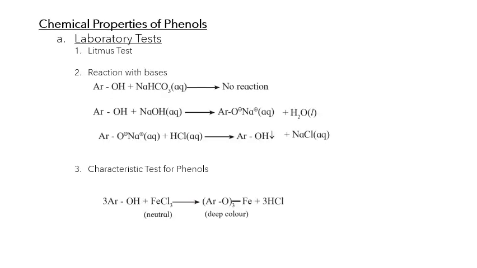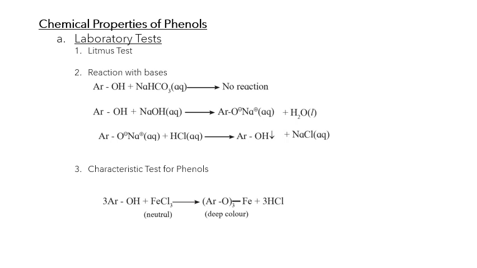Chemical properties of alcohols and phenols. Number 1, laboratory tests for phenols. First one, litmus test. Aqueous solution of phenols turns blue litmus red, thus phenols have acidic character. Second one, reaction with bases. Acid strength of phenol being very low, phenol cannot react with NaHCO3 but reacts with NaOH. Phenol dissolves in aqueous NaOH by forming water-soluble sodium phenoxide and is regenerated on acidification with HCl.